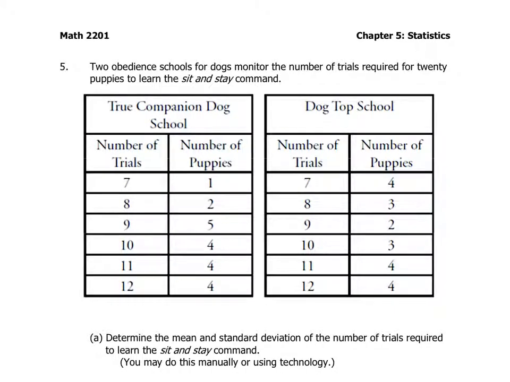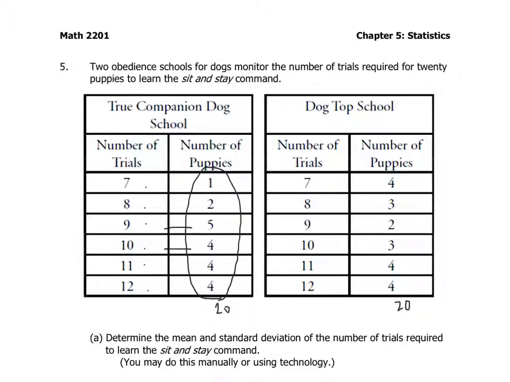Okay, this next example has, in the tables there, you see that the first column are your pieces of data, and the second column represents the frequency for which each of these pieces of data occurred. So you would not actually have 7, 8, 9, 10, 11, 12 as your only pieces of data. It would be 1 seven, 2 eights, 5 nines, 4 tens, and so on. So there's actually 20 pieces of data, and the same thing for this one, there's 20 pieces of data.